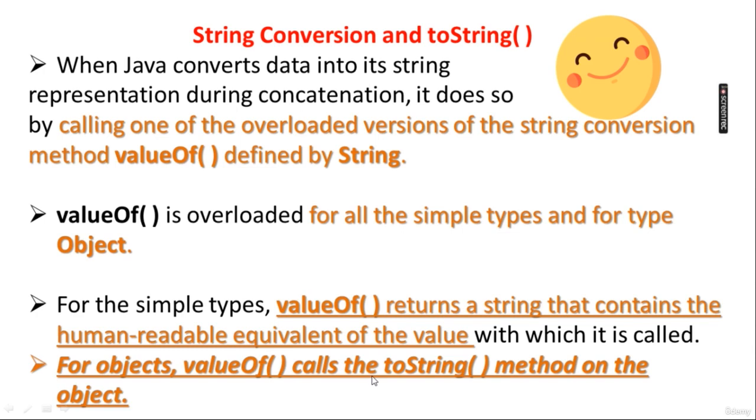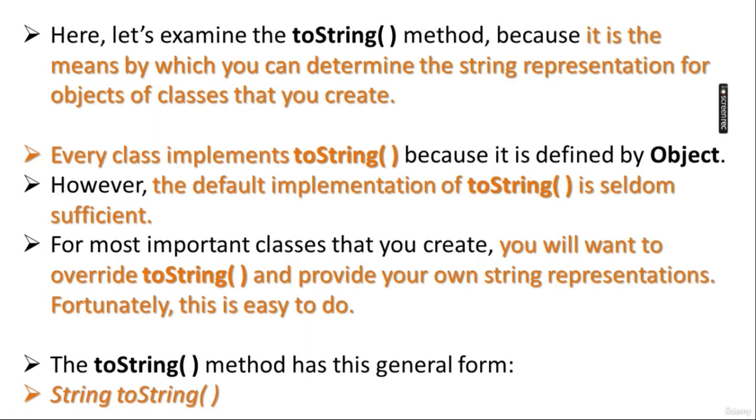For the simple types, valueOf returns a string that contains a human readable equivalent of the value with which it is called. Okay, for objects, valueOf calls the toString method. The only thing different is that for objects, valueOf makes the toString method call on the object. Let's examine the toString method because it is the means by which you can determine the string representation for objects of classes that you create.